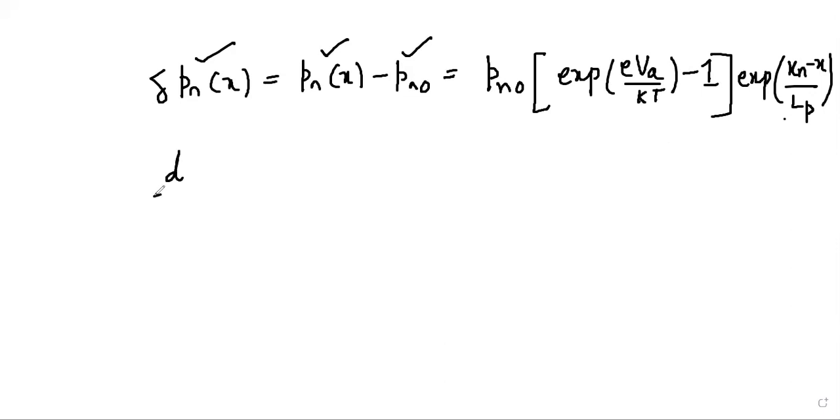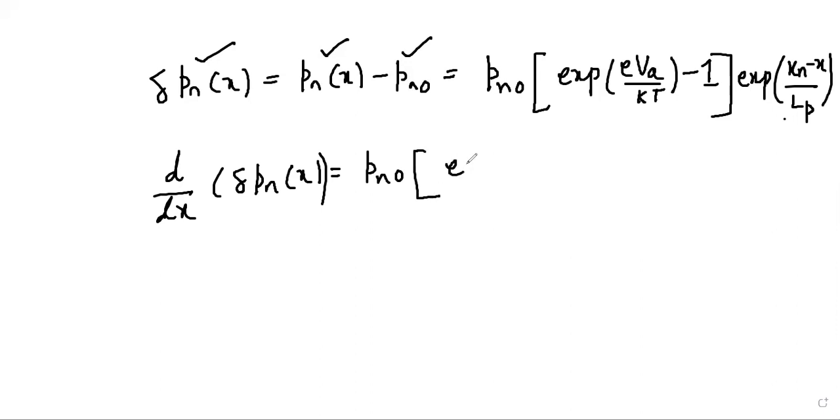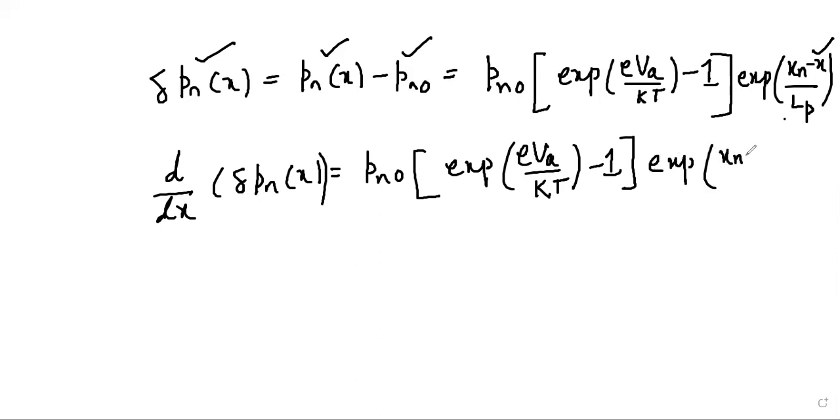Then we can write d by dx of delta Pn(x), which we need to substitute. Take Pn0, the constant terms, exponential of eVa by kT minus 1, and then here you can see the function of x, so we take the derivative of that. e to the power (xn minus x) by Lp stays as it is, and the derivative of minus x by Lp gives minus 1 by Lp. Then we need to determine this at x equals xn, so let us substitute x equals xn in this equation.